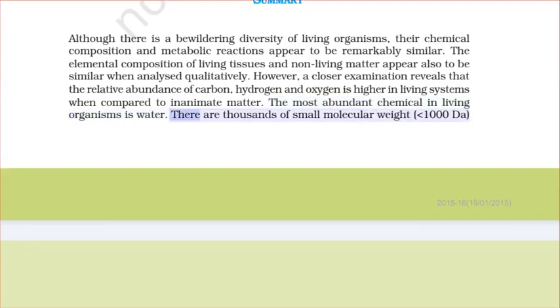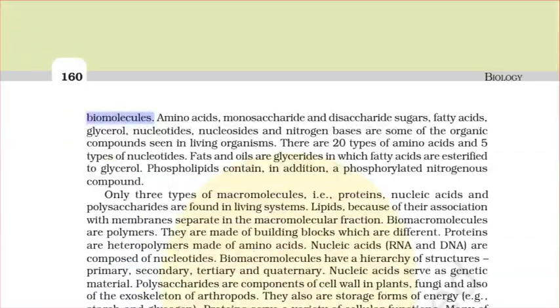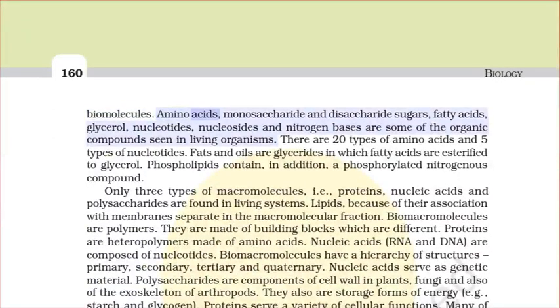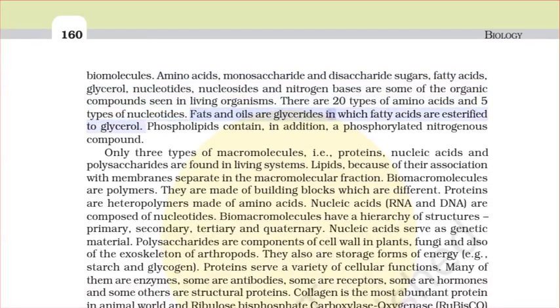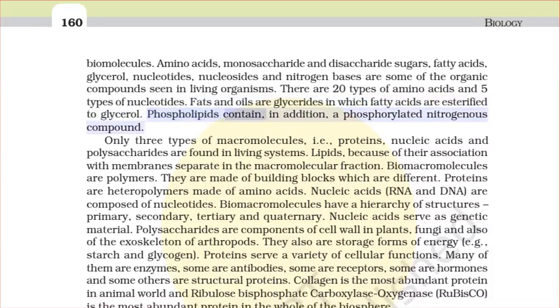There are thousands of small molecular weight, less than 1,000 Da, biomolecules. Amino acids, monosaccharide and disaccharide sugars, fatty acids, glycerol, nucleotides, nucleosides, and nitrogen bases are some of the organic compounds seen in living organisms. There are 20 types of amino acids and 5 types of nucleotides. Fats and oils are glycerides, in which fatty acids are esterified to glycerol. Phospholipids contain, in addition, a phosphorylated nitrogenous compound.